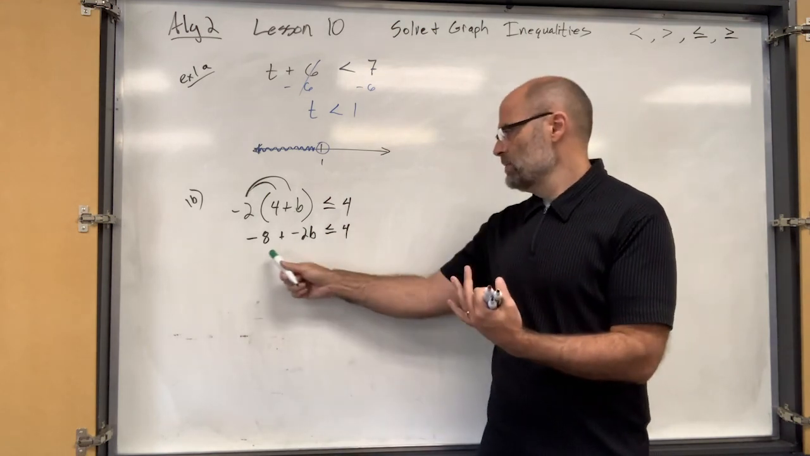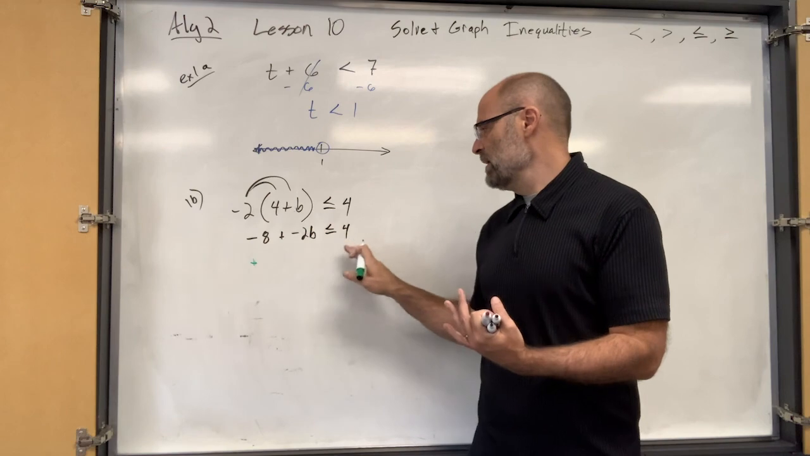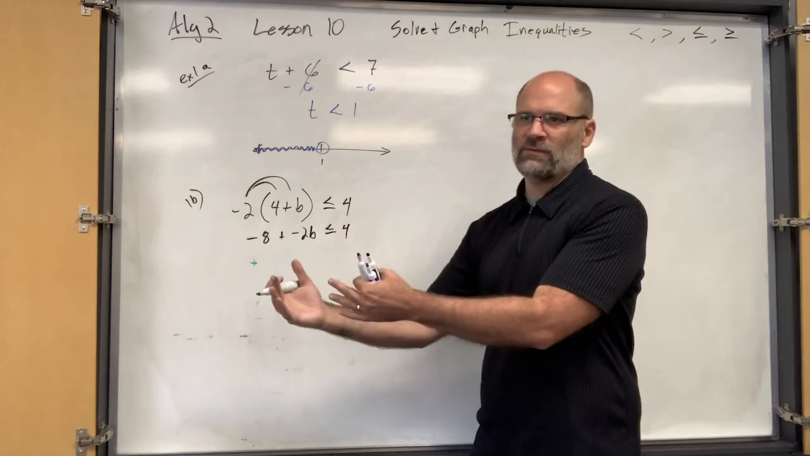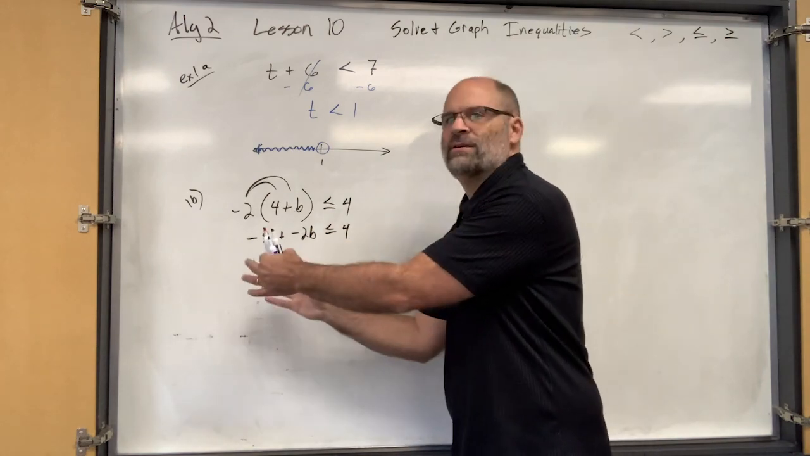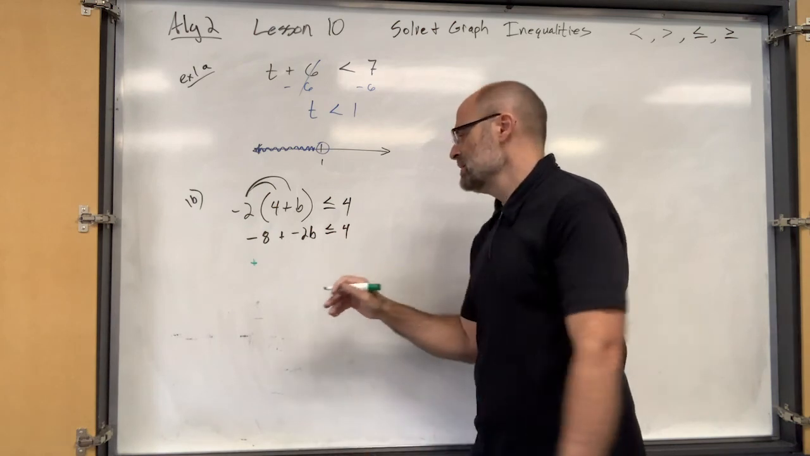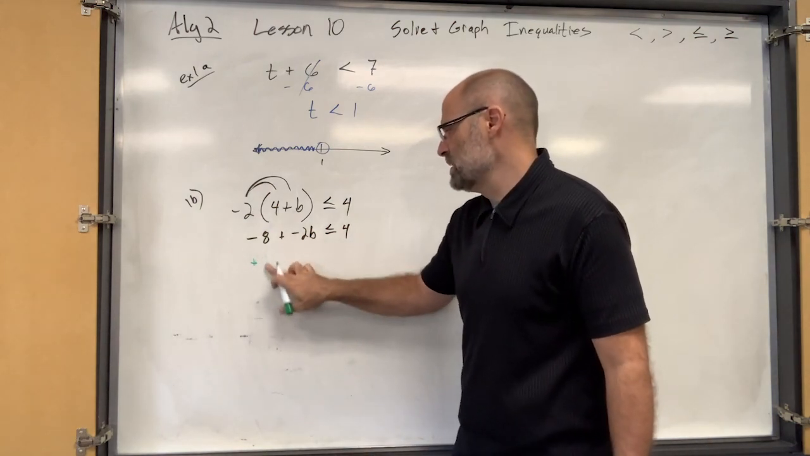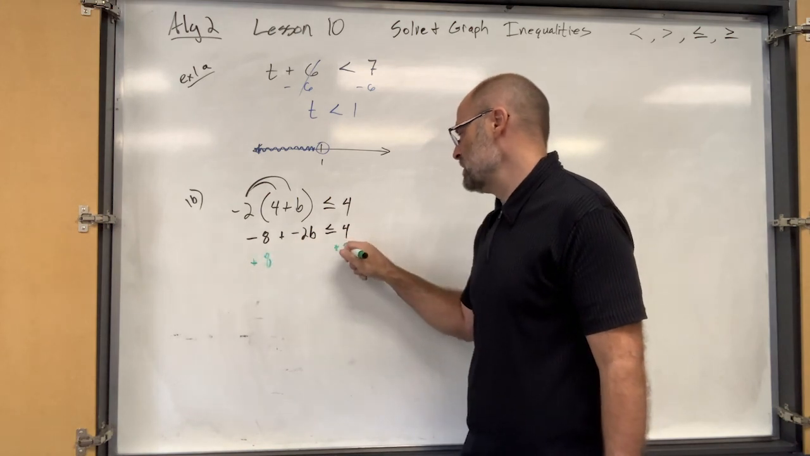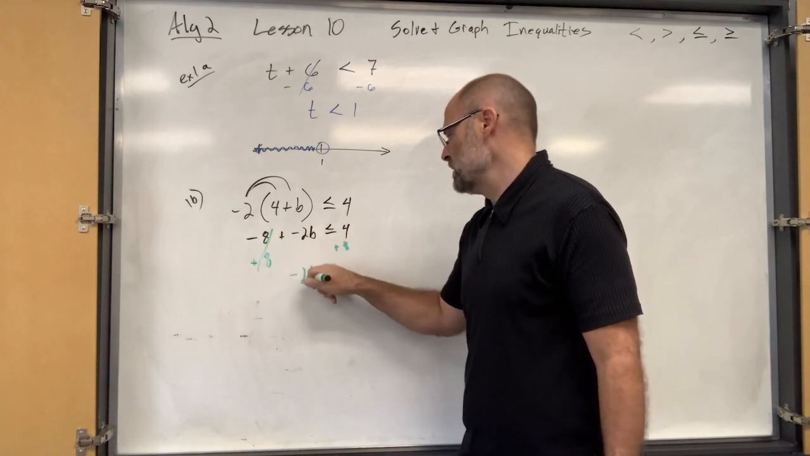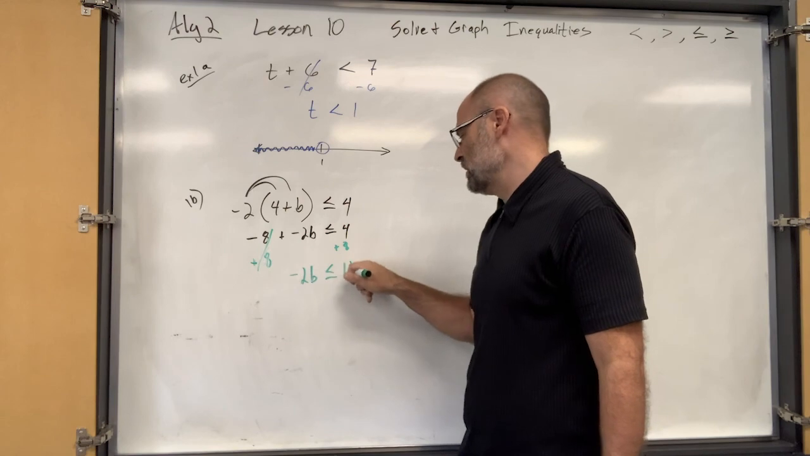What would happen if you got rid of the 4 over here? You would just make more work for yourself. You'd bring that over here and then you'd have to bring everything back. So it's not wrong, it's just more work. So this is +8 plus 8. So -2b ≤ 12.